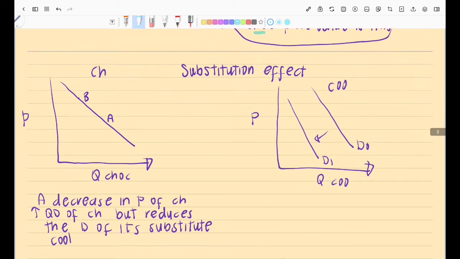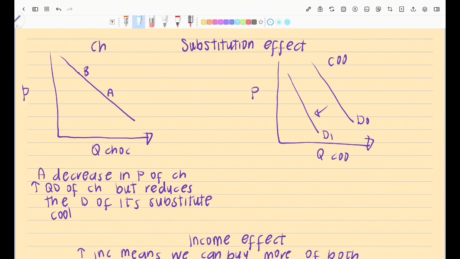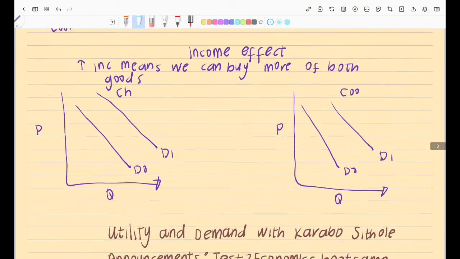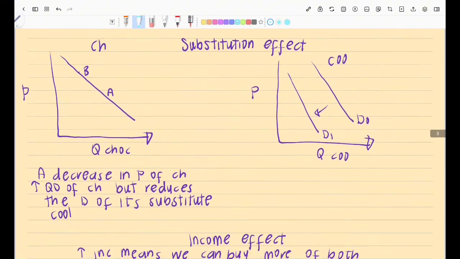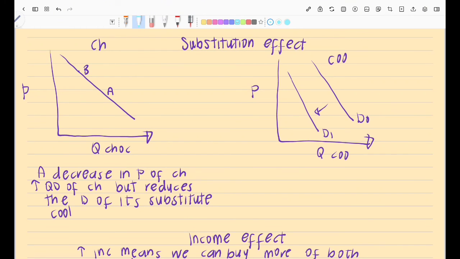Okay. And then we look at two effects, the substitution effect and the income effect. And you guys should know this from demand, right? If you look at the substitution effect, let's just go back to the pen. If we look at chocolates, if the price of chocolates reduced, what would happen to the quantity demanded of chocolates? It would increase, right? So it would move from A to B because of the law of demand.